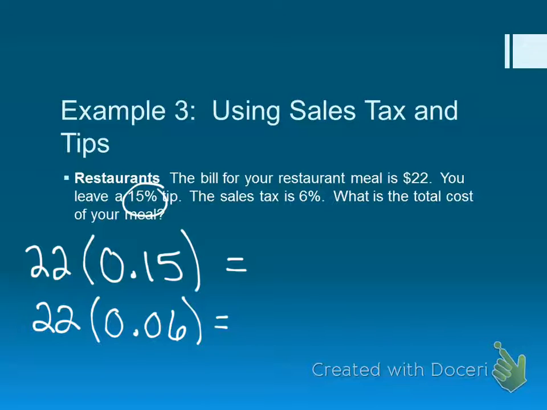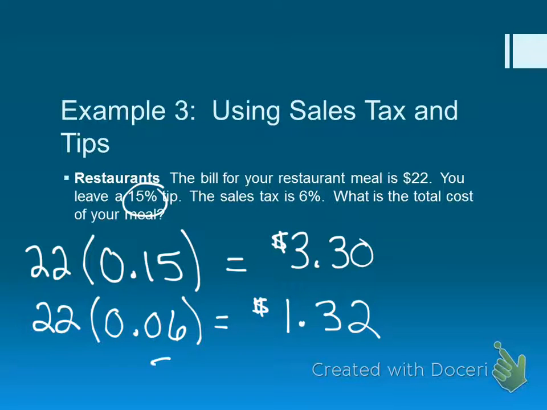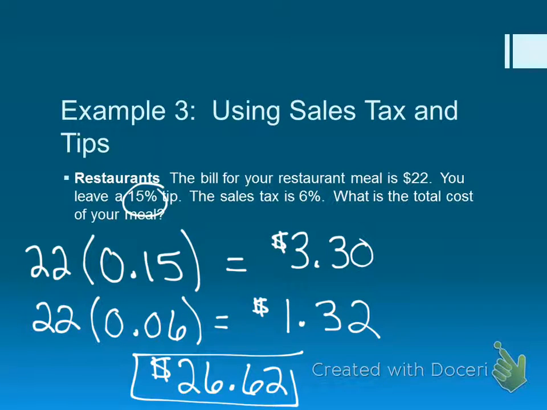All right, so what's 15% of 22? $3.30. What's 6%? $1.32. So how do you figure out your total now? You add them all up. $3.30 plus $1.32 plus your original $22 food bill. And your total cost is $26.62. Very good. So this is the work that I want to see on your homework tonight, okay? So if it's asking for tax and tip or whatever it's asking for, I want to see what you're multiplying, what that total is, and then what your final answer is.